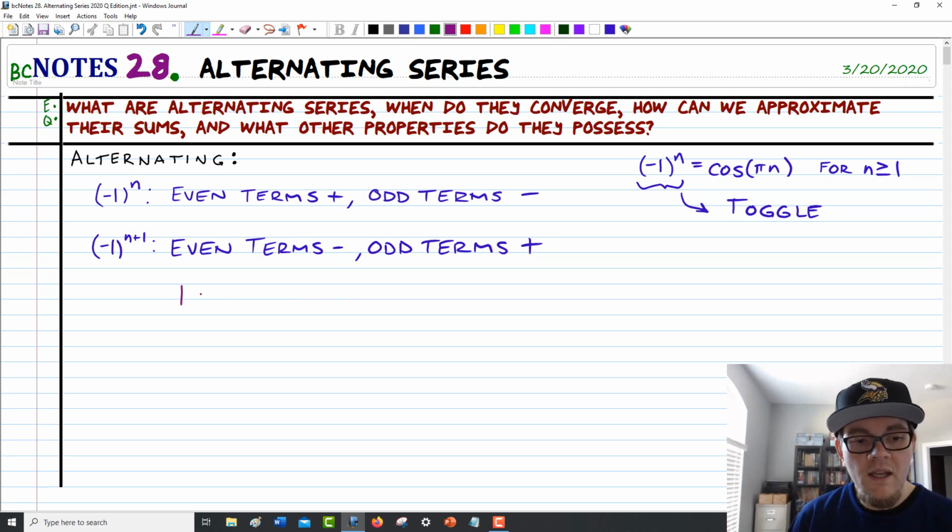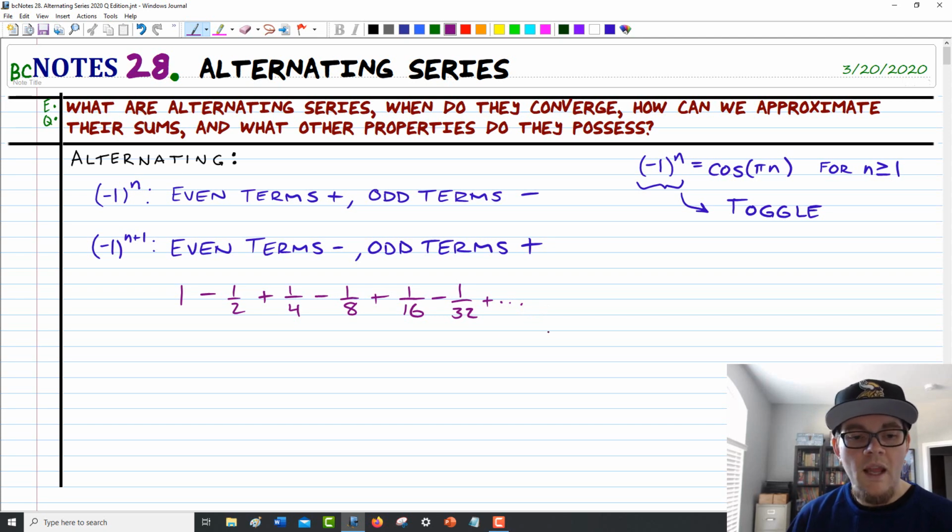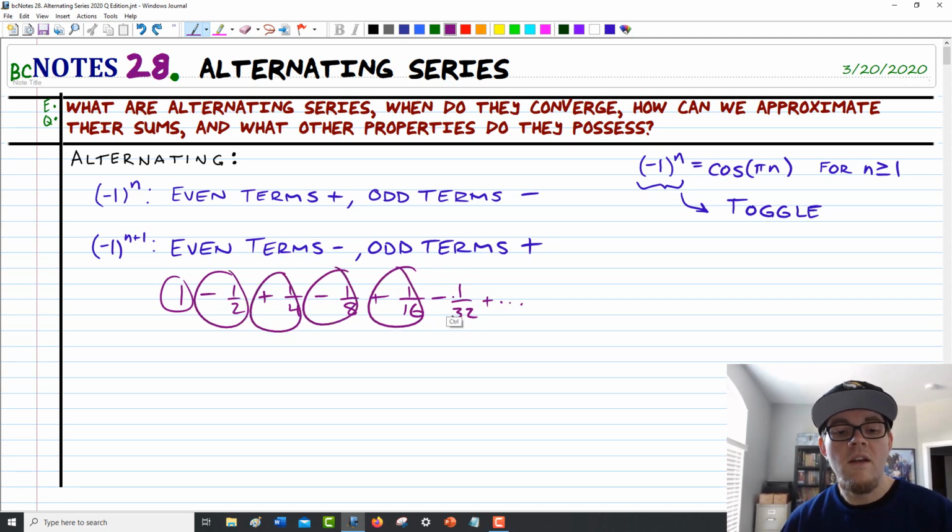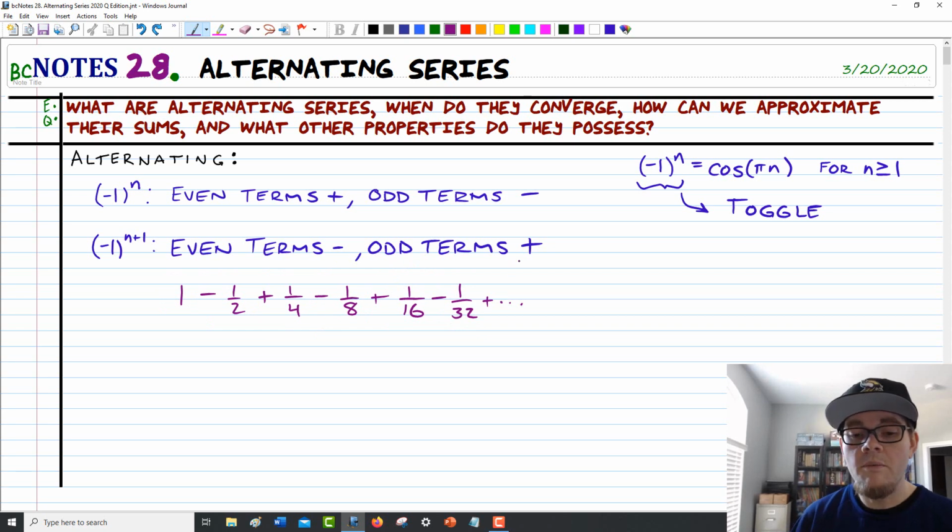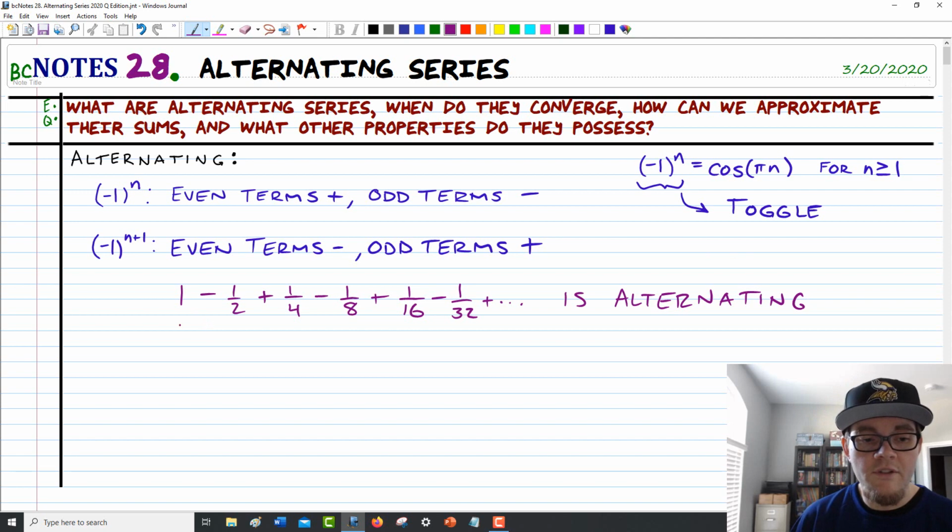So as an example, trying to be as thorough as possible here, I'm writing out a series. In fact, you might be able to figure out the pattern on this series. The question would be, of course, is this alternating or not? And the answer would be to check the sign patterns. I see positive, negative, positive, negative, positive, negative. That is firmly toggling back and forth between positive and negative. That makes this an alternating series. So alternating is when we have the sign change every single time.